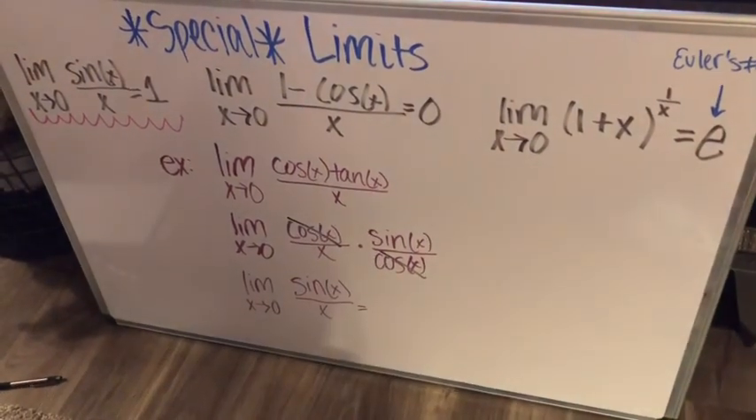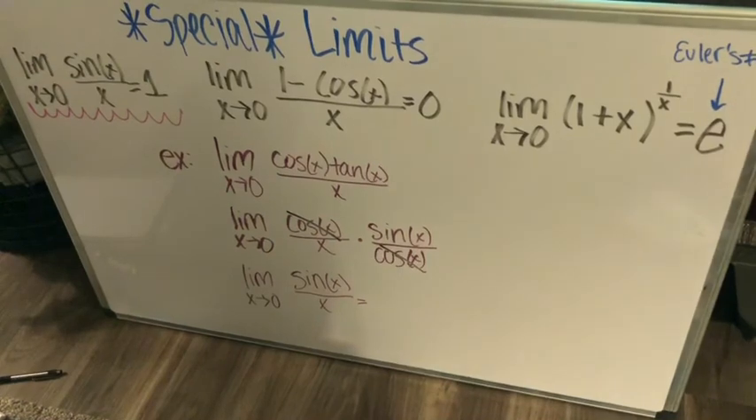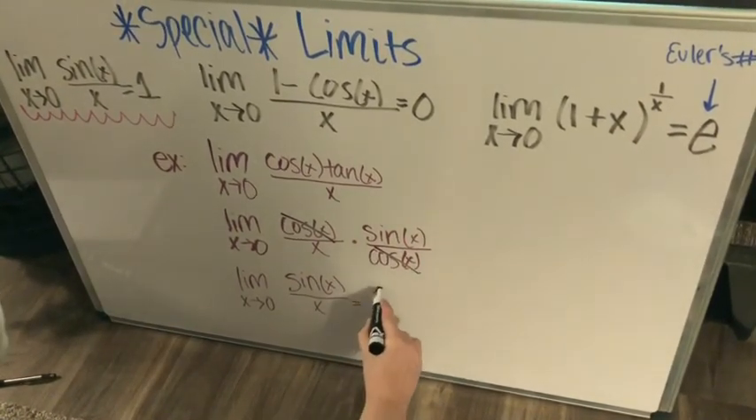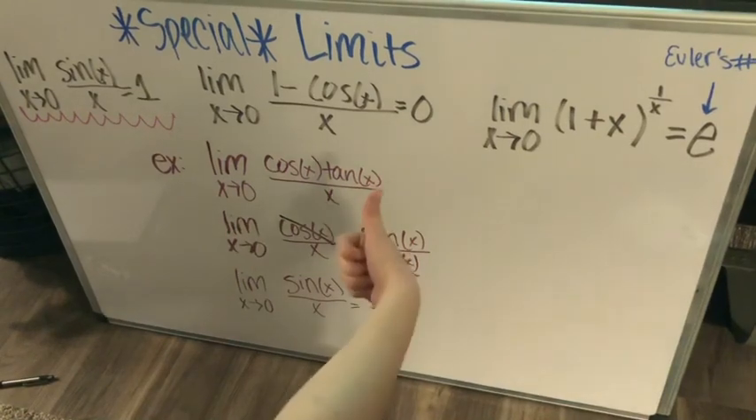So what we're left with is the limit as x approaches 0 of sine x over x, which we know from the first special limit is 1. And now we know how to solve limits.